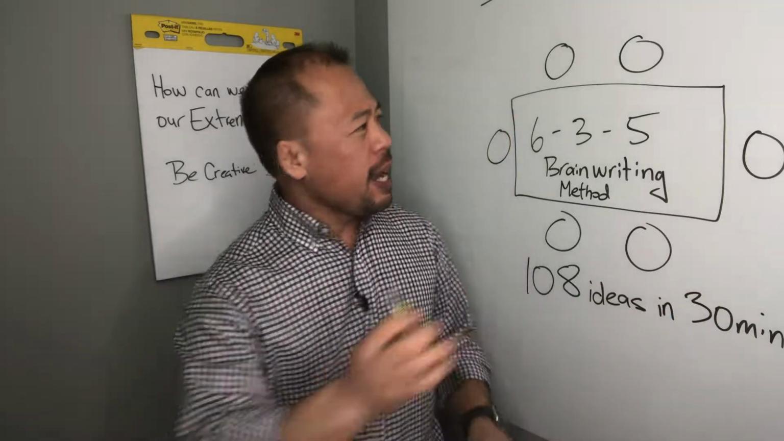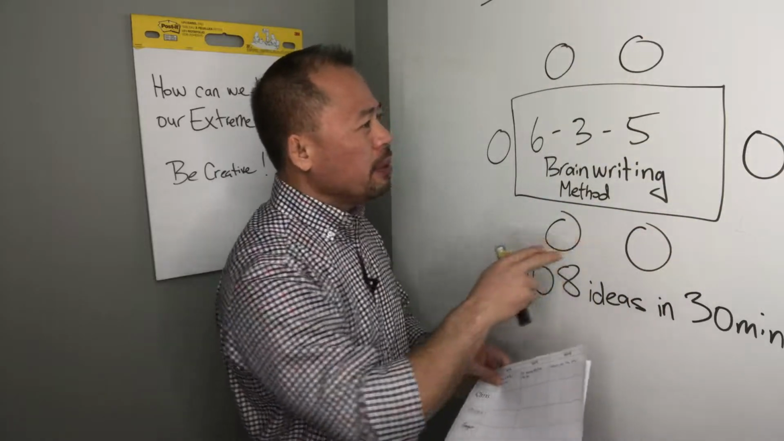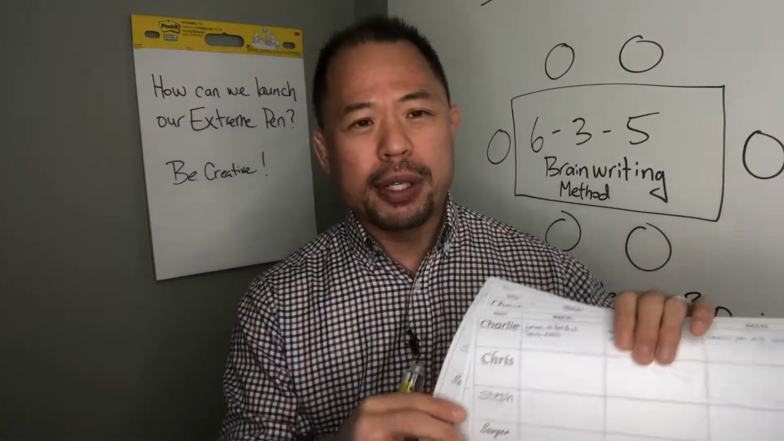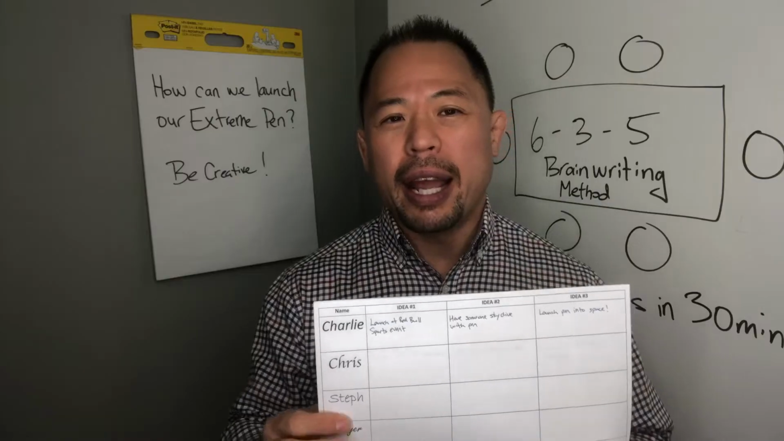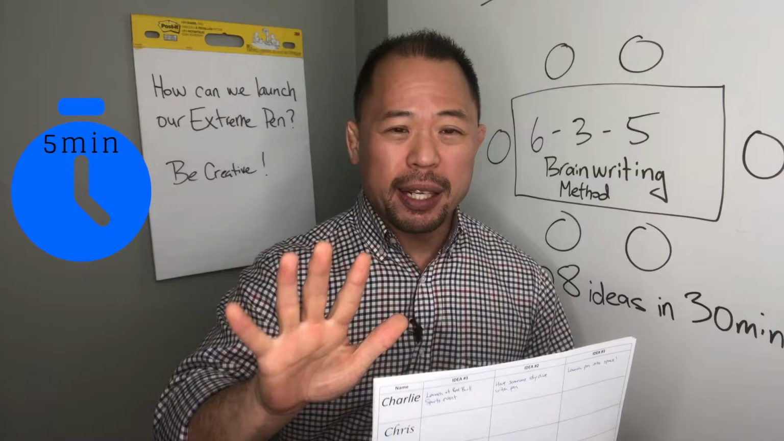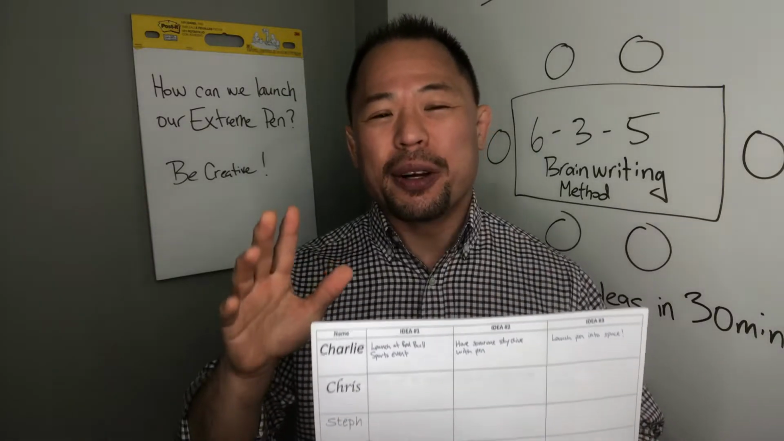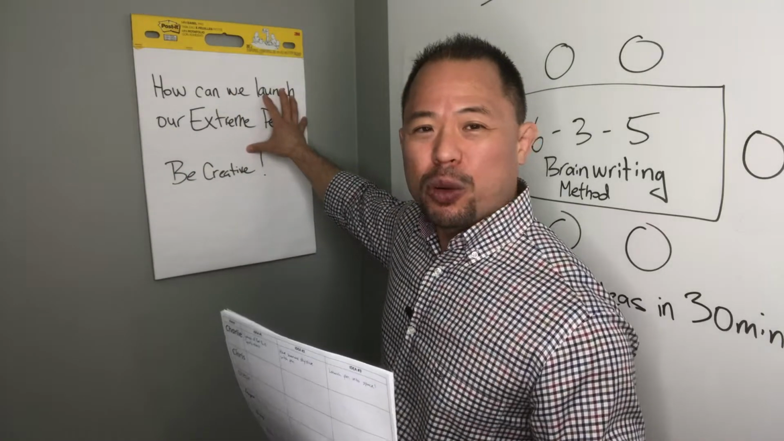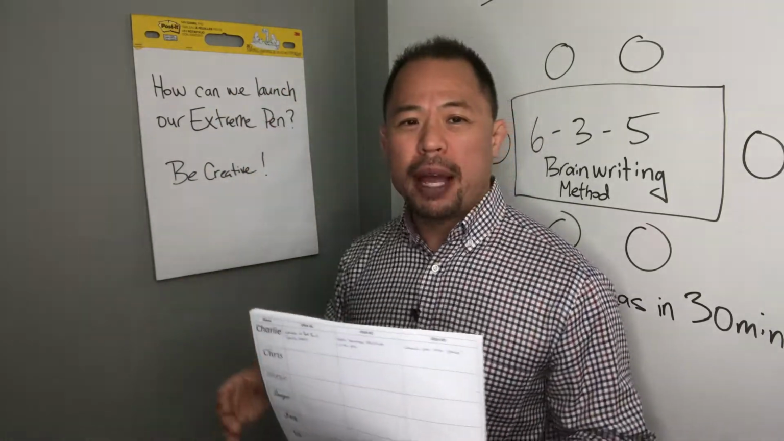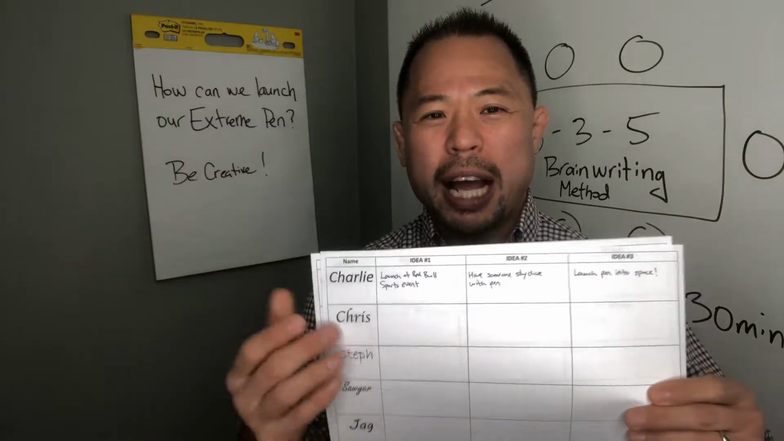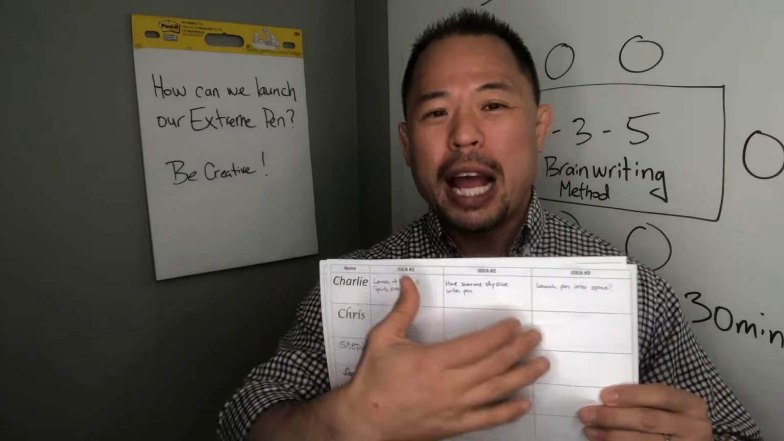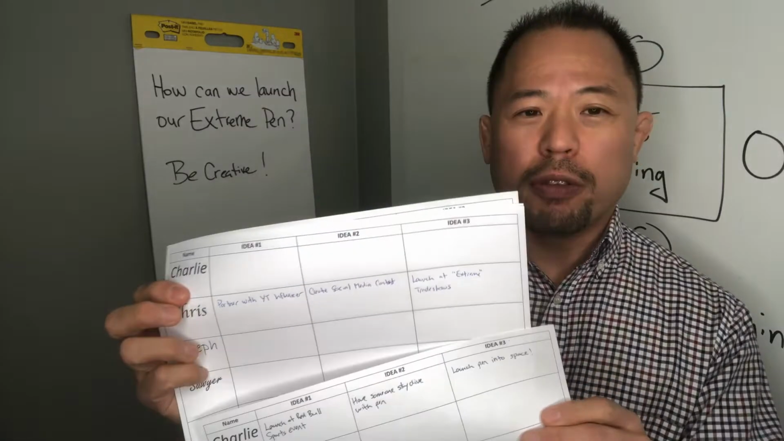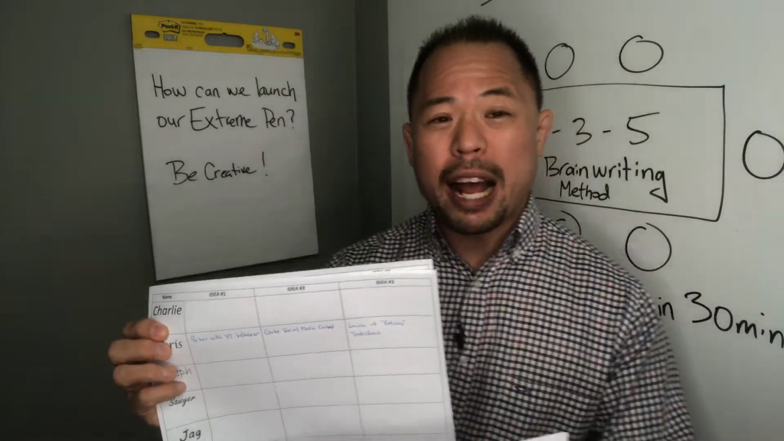So we have our 6 people seated around the table, and everybody's handed one of these sheets, and on these sheets of course you'll have the person's name. Once everybody has a sheet in their hand, we're going to set a timer for 5 minutes, and each person is going to have 5 minutes to come up with 3 ideas addressing this question on how we can launch our extreme pen. Once the 5 minutes is up, for the first round, everybody will have a line like this. Charlie has 3 ideas, and we have Chris over here with 3 ideas and so forth.